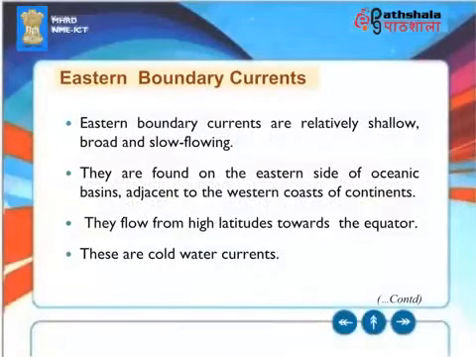Eastern boundary currents. Eastern boundary currents are relatively shallow, broad, and slow-flowing. They are found on the eastern side of oceanic basins adjacent to the western coasts of continents. They flow from high latitudes towards the equator. These are cold water currents.